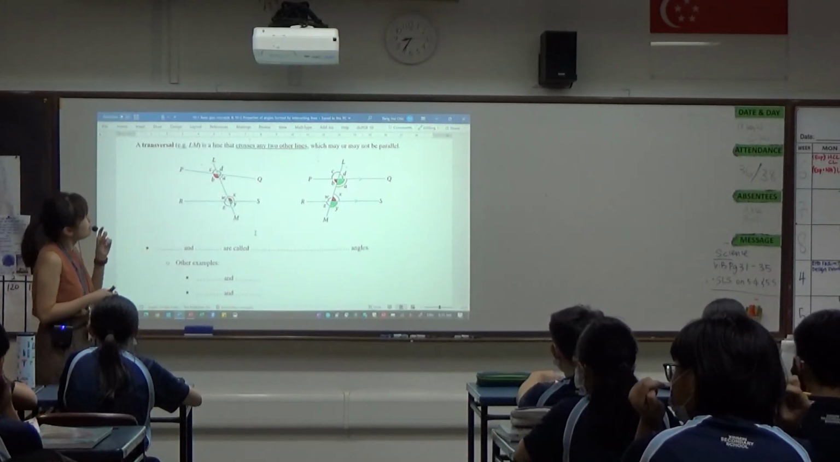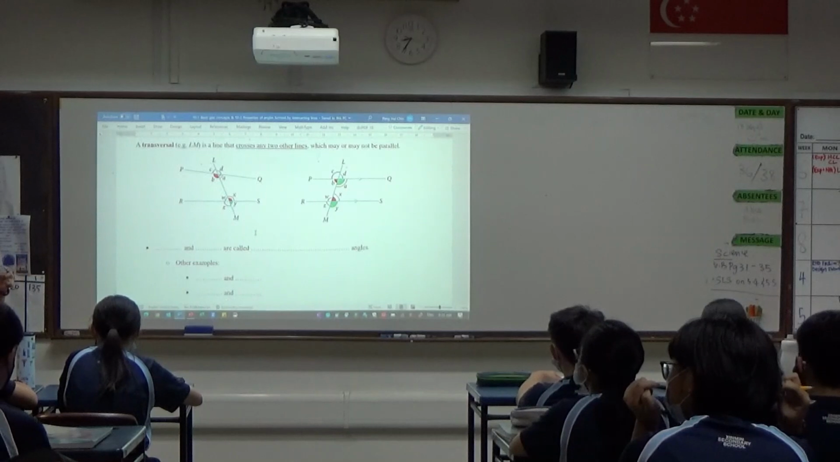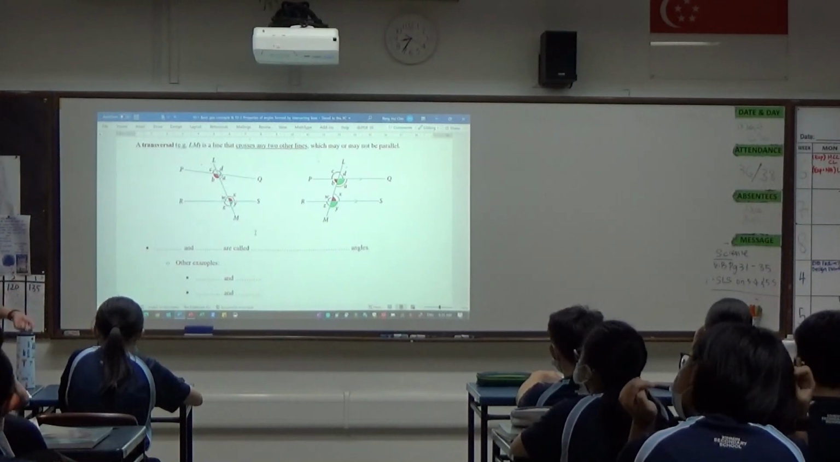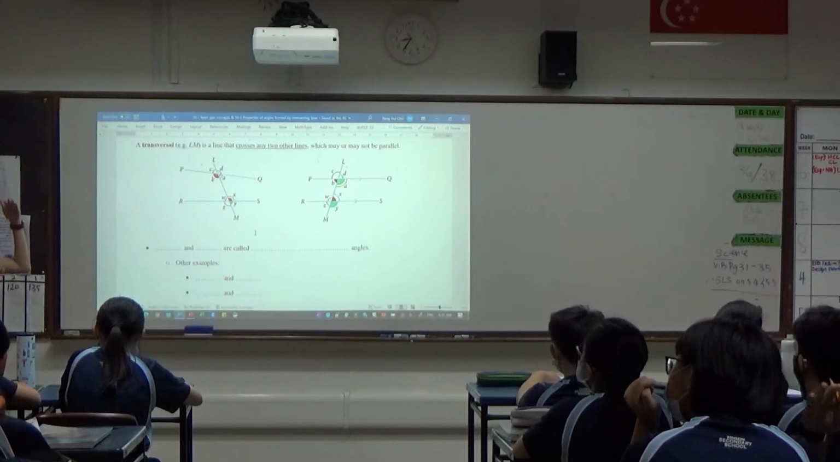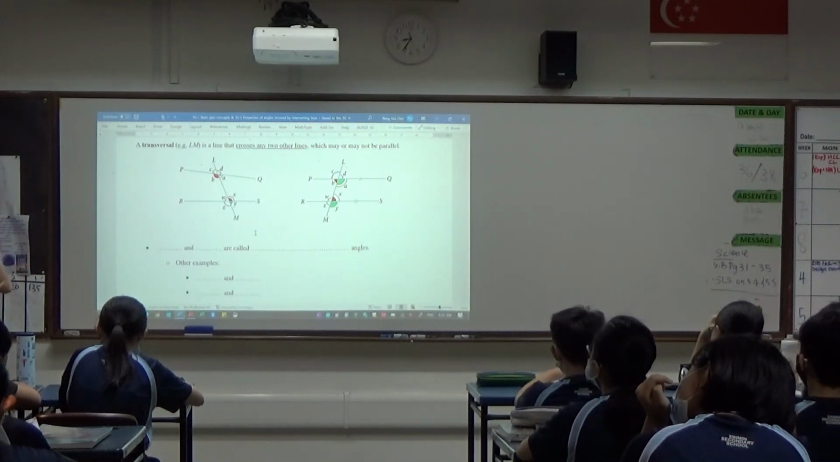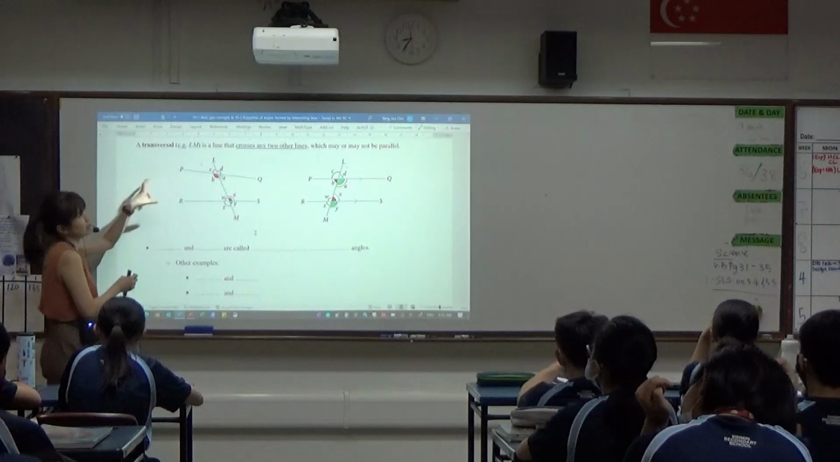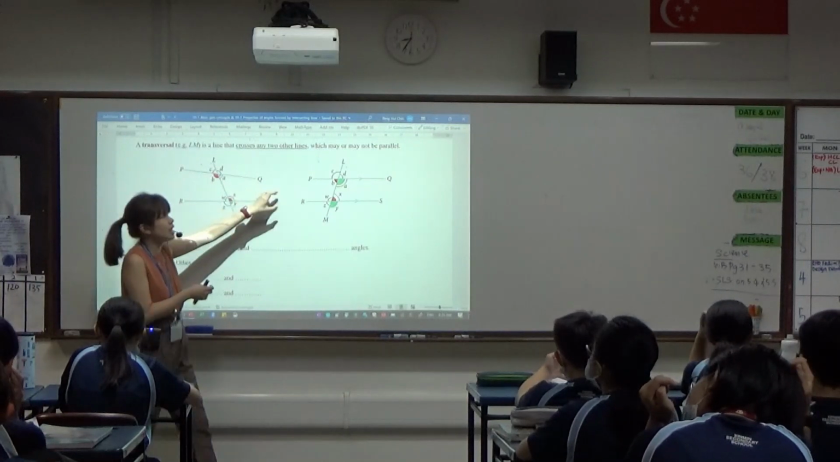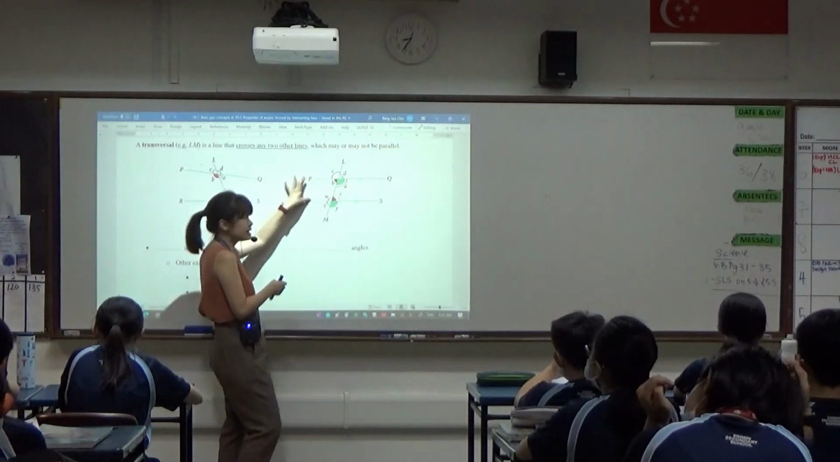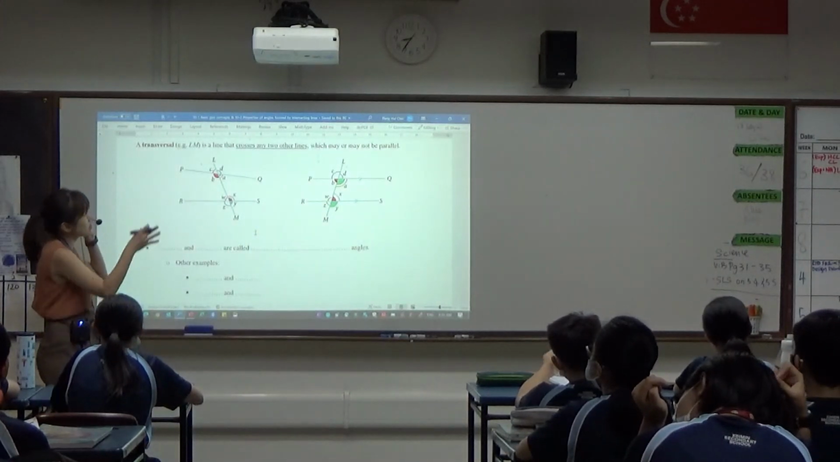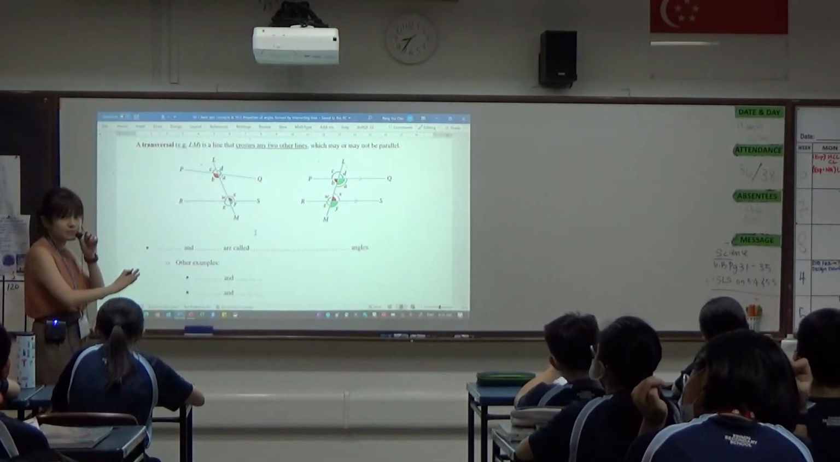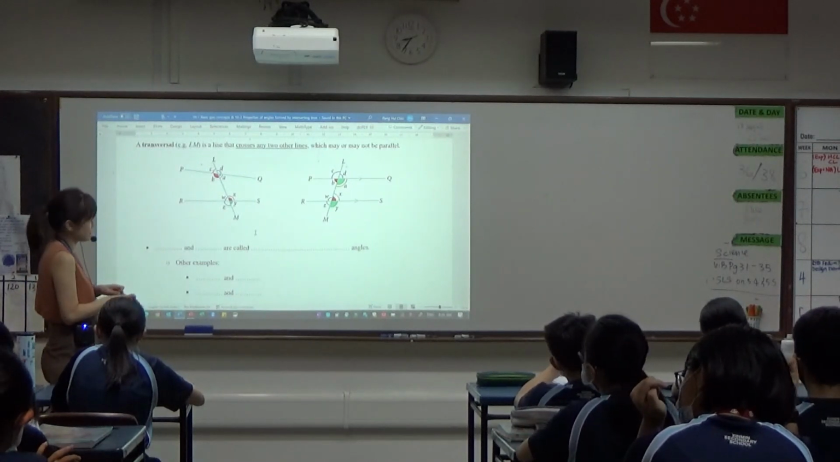The property of alternate angles is that they are equal, corresponding angles are equal, and for interior angles the sum of them is 180 degrees. It does not apply when the lines are not parallel. Only when it is parallel lines does the property actually apply. So let's first recognize what corresponding, interior and alternate angles are.